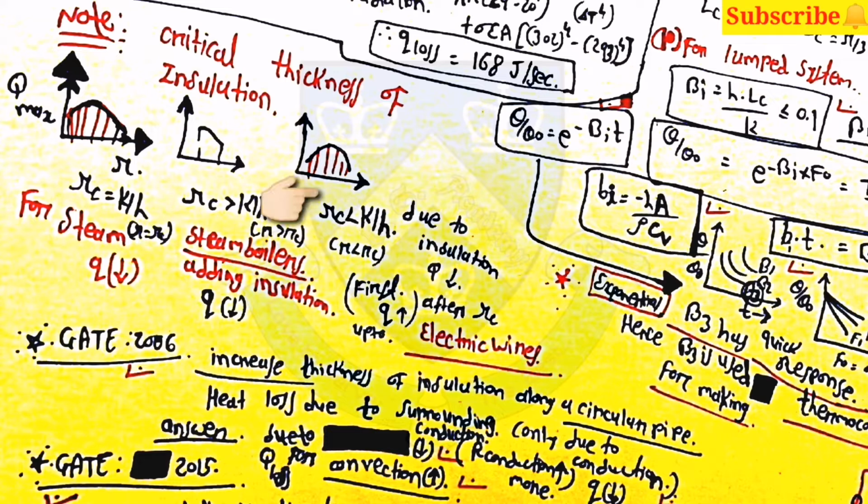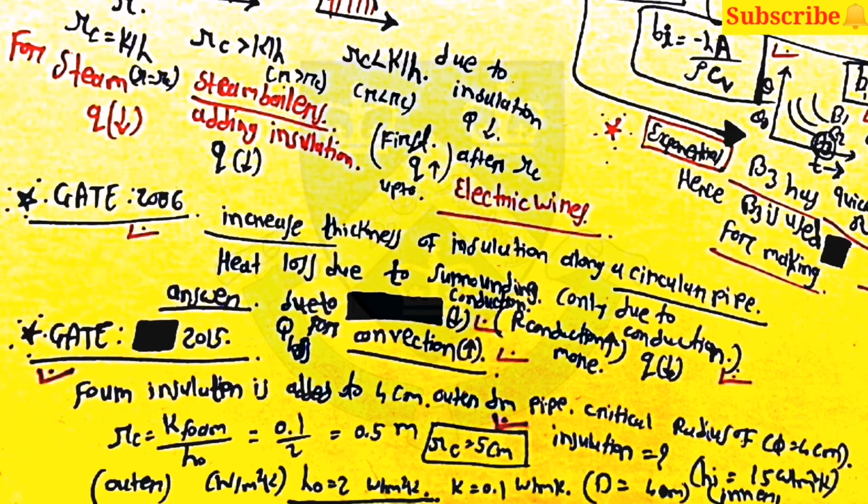Then in an electric wire, first the Q increases up to the critical radius, and after that the Q will decrease. Here two more examples are there.